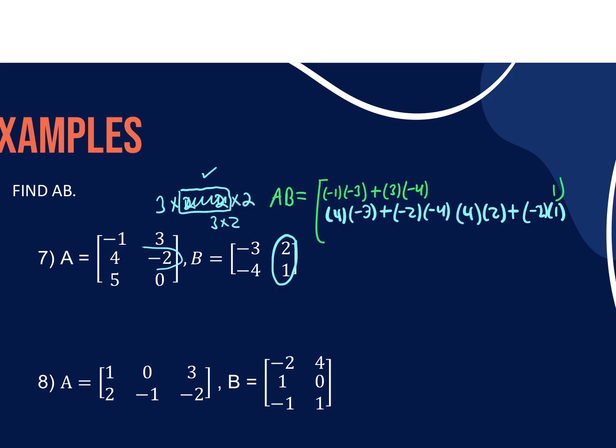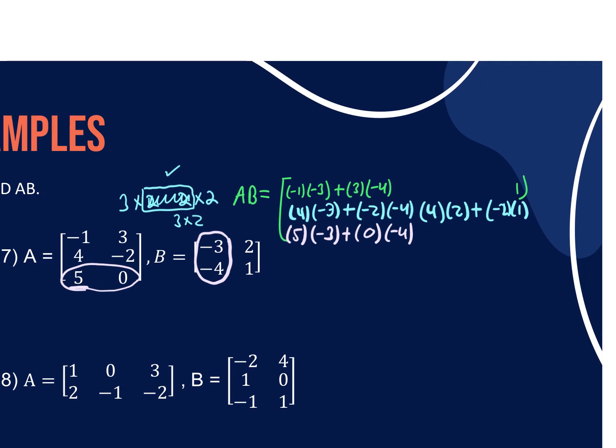We're going to need the third row now. All right, the third row, let me use a different color. We're going to do the third row with this first column, but it's the same exact pattern. You're going to do from left to right, top to bottom. It's going to be 5 times -3 plus 0 times -4.